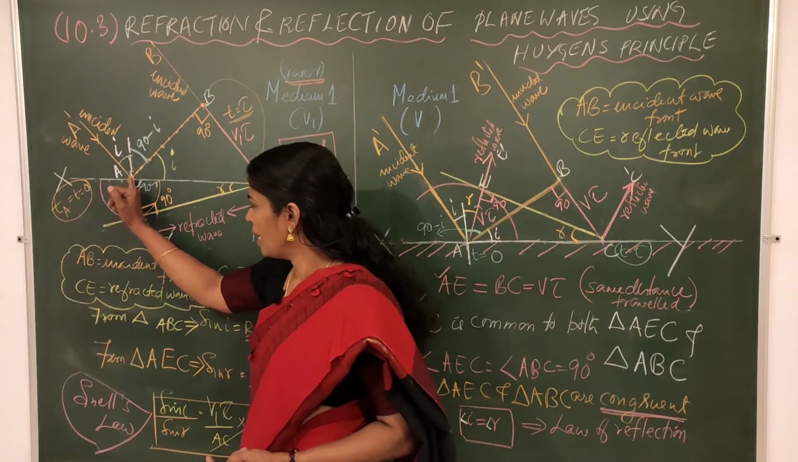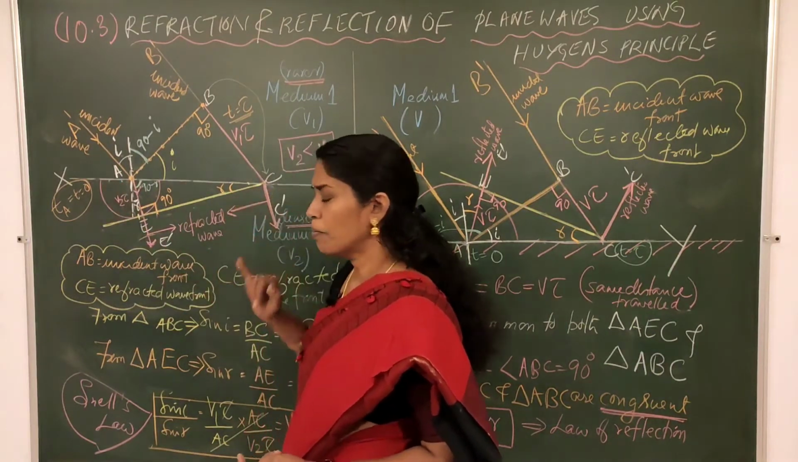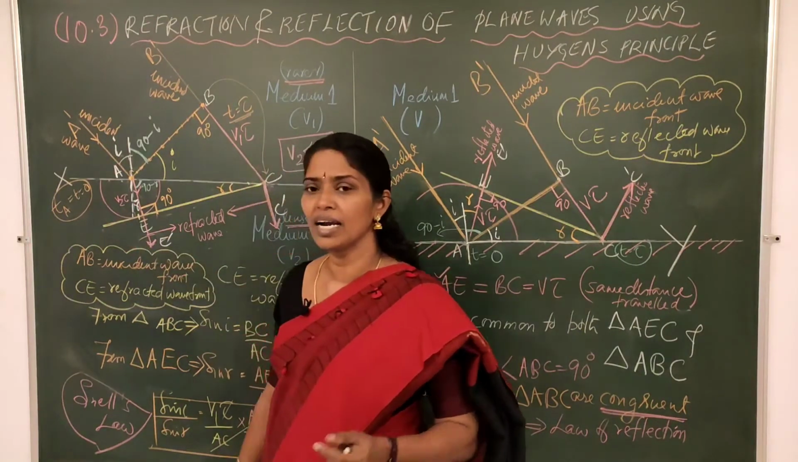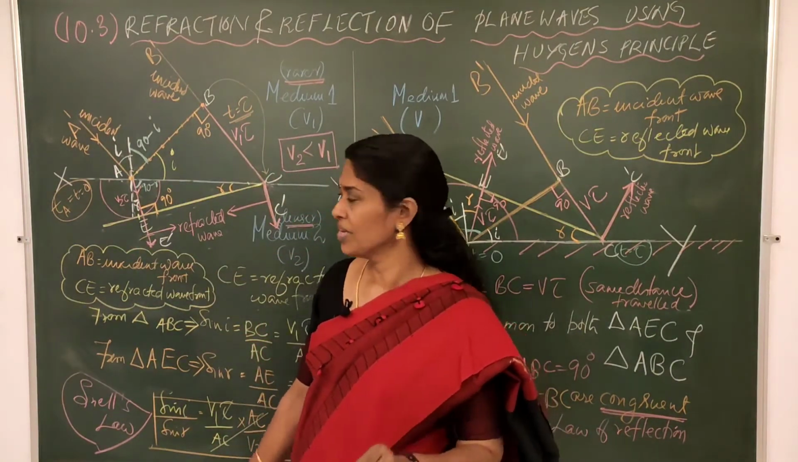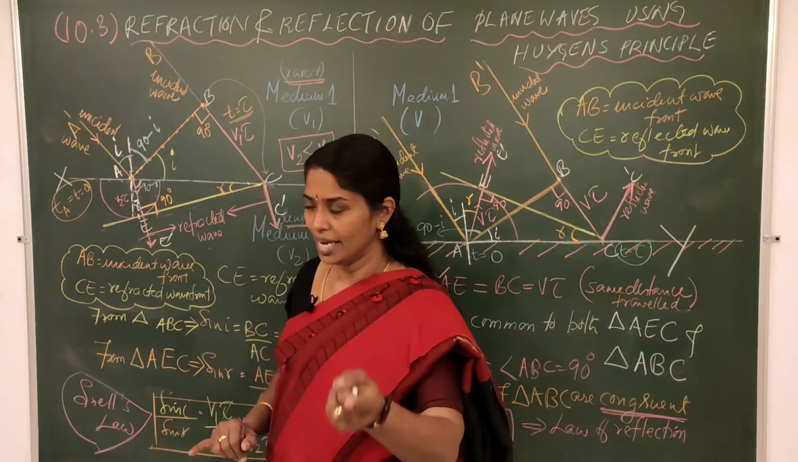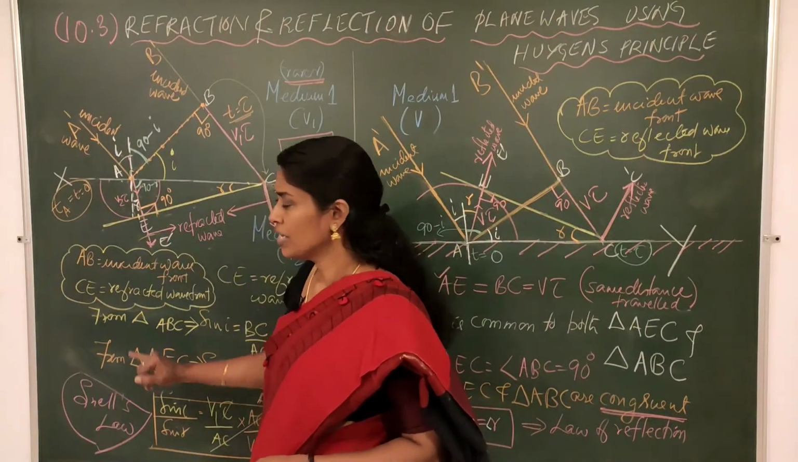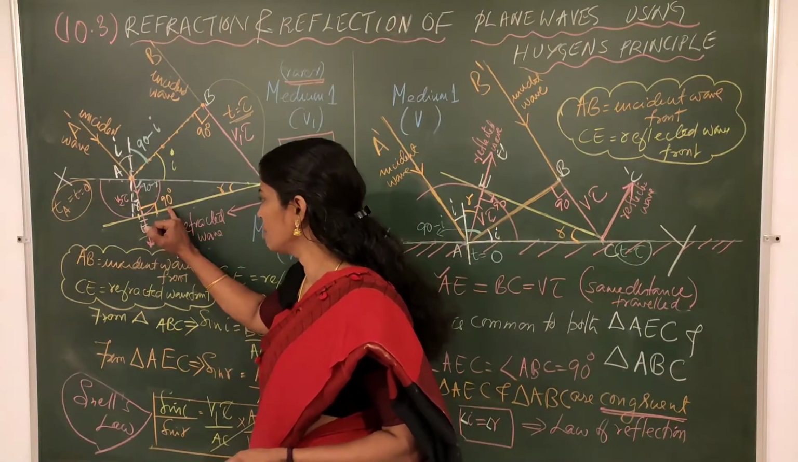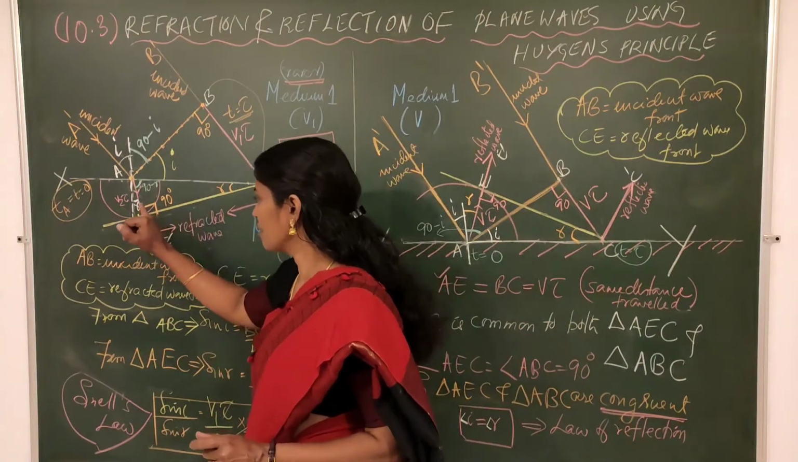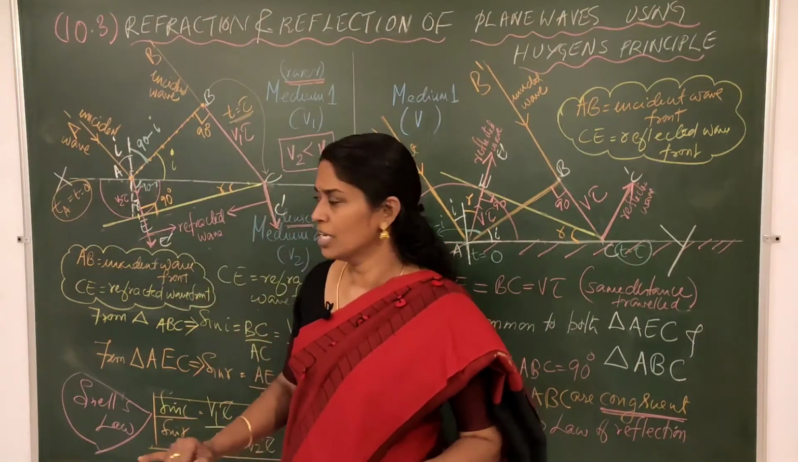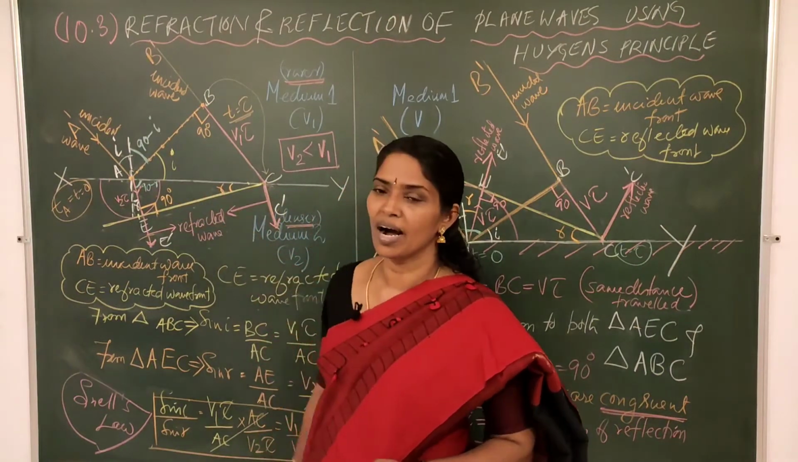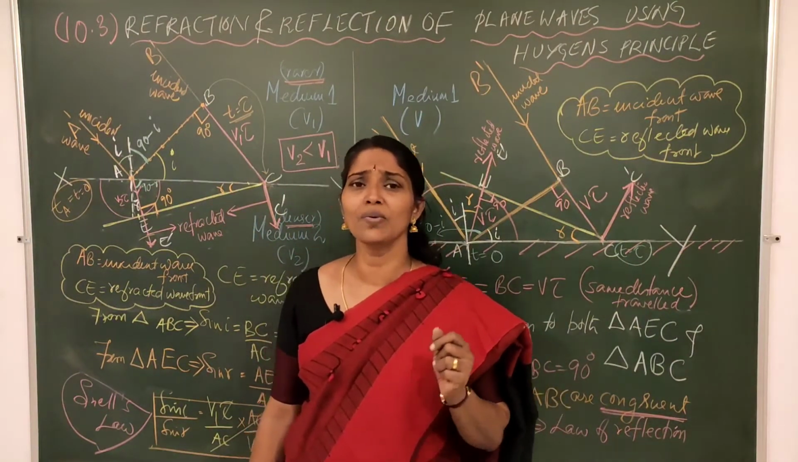If this is the normal at the point, this is the plane of separation. The refracted wave and the normal make an angle of refraction R. If this is R, the remaining is 90 minus R. Again, this will be 90. Why? The refracted wavefront and the refracted wave make an angle of 90. So if this is 90 minus R, for sure this will be R. So you have the value R.